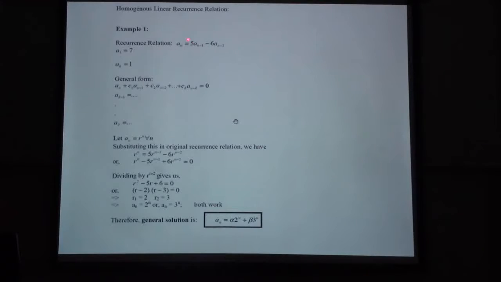A2 is going to be 5 times 7 minus 6 times 1. 5 times 7 is 35, minus 6 is going to be 29. So A sub 2 is 29. A sub 3 is going to be 5 times 29 minus 6 times 7. You get the idea, right? So we can keep cranking these things up.